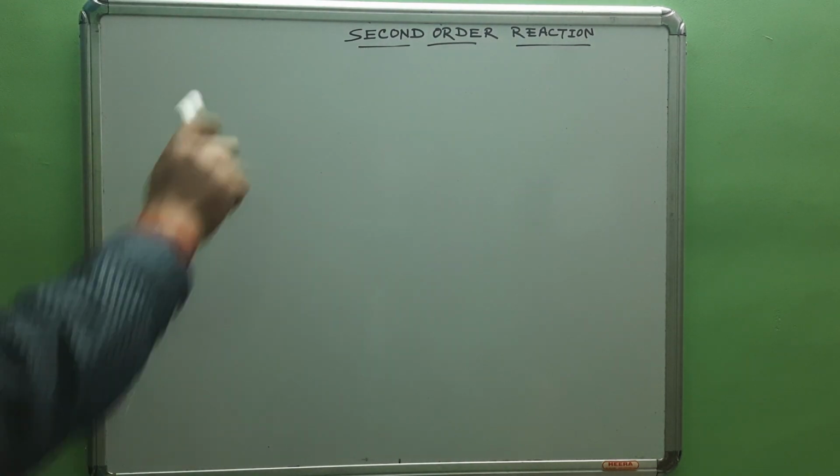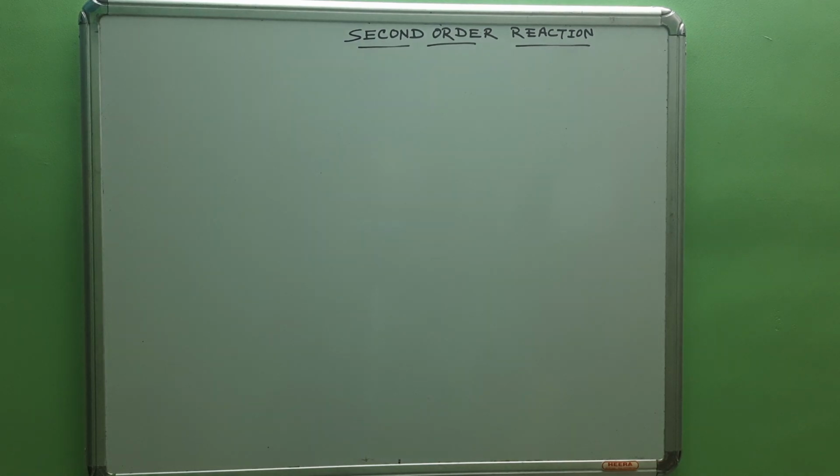Today's topic is the second order reaction. In our previous class, we learned some simple forms of second order reaction, and I am providing the link of that class dealing with the second order reaction. You will find it in the description box, where I have provided the link of part 1 of second order reaction. Today we will discuss a somewhat more complex type of second order reaction.